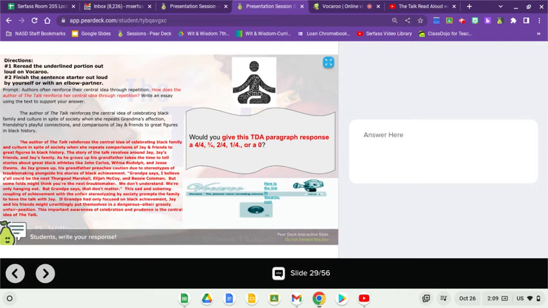Let's go ahead and do it. How does the author of the talk reinforce her central idea through repetition? Write an essay using the text to support your answer. Then underneath that is the thesis statement, and underneath that is the body paragraph. That body paragraph is in red, which means that you are going to read it out loud. Please take the time to read that out loud now.